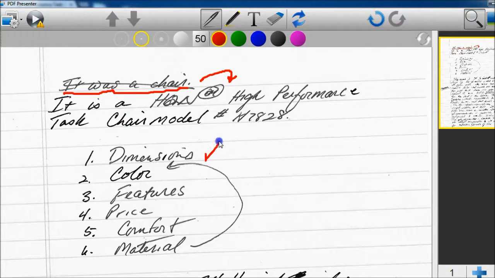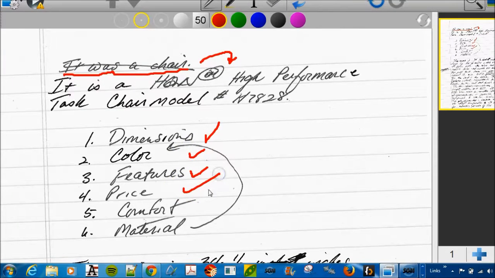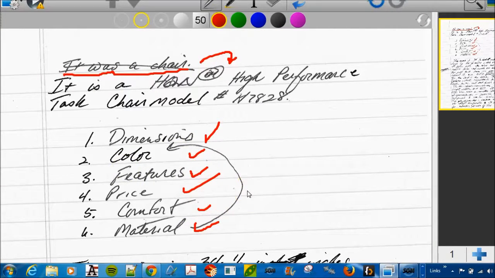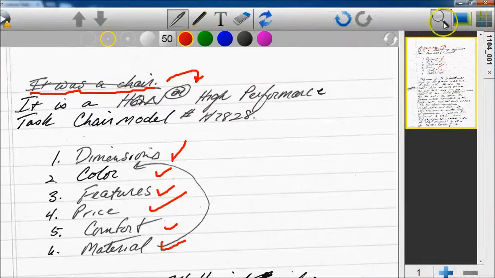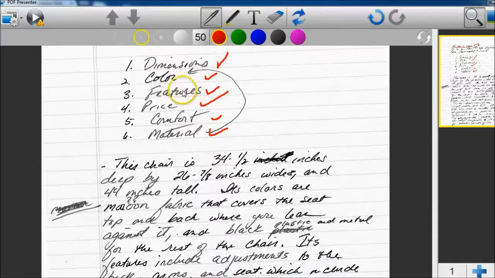And then what I wanted to cover were its dimensions, its colors, its features, its price, its comfort, and its material. So this is kind of my outline, and I always suggest that people start with an outline. It just helps you organize your thoughts and understand what's going on. Then I went back and literally wrote each sentence in correlation with that list.